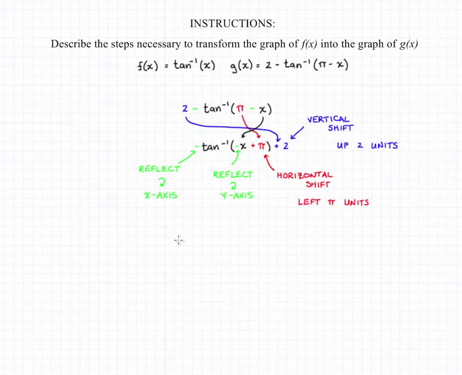So there are 4 steps that we need to take care of, and our final answer is that the steps necessary to transform the graph of f of x into the graph of g of x are: we need to reflect the graph of f of x about or around both the x-axis and the y-axis, and we need to shift the graph left by pi units and up by 2 units.